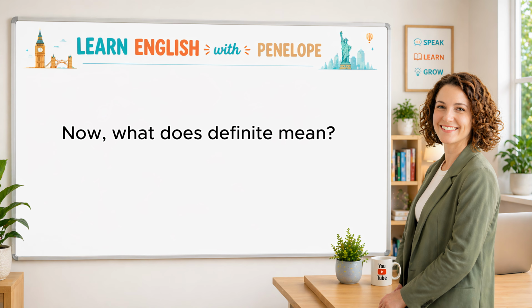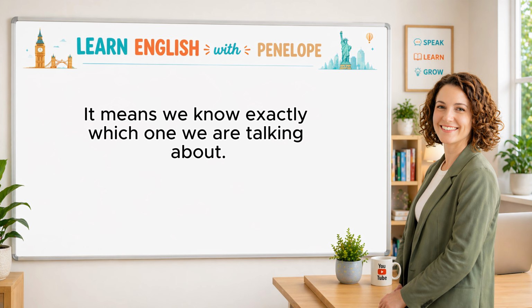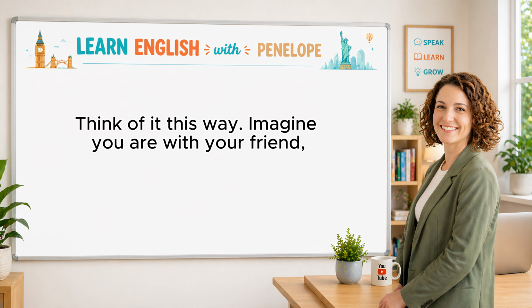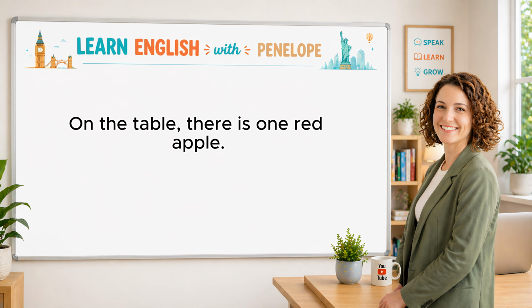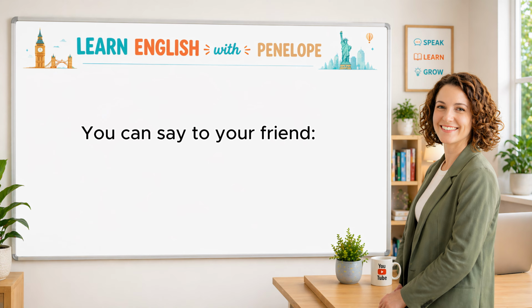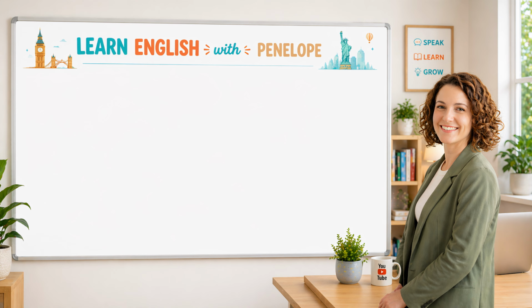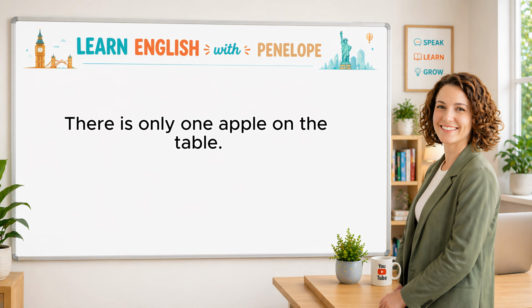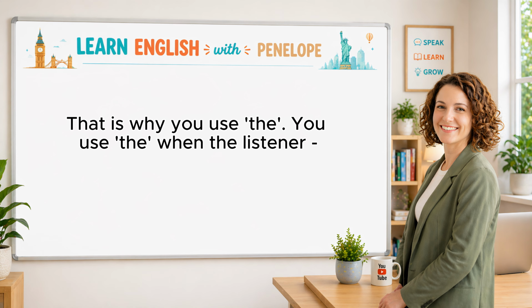Now, what does definite mean? Definite means specific. It means certain. It means we know exactly which one we are talking about. Think of it this way. Imagine you are with your friend, and you are both looking at a table. On the table, there is one red apple. You can say to your friend, "Please give me the apple." You both know which apple. There is only one apple on the table. It is that specific apple. That is why you use the.